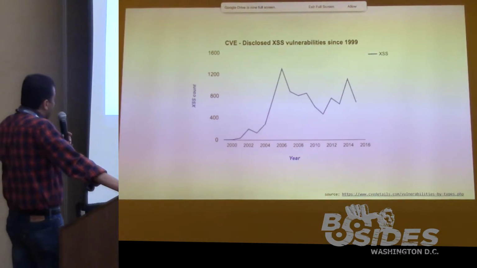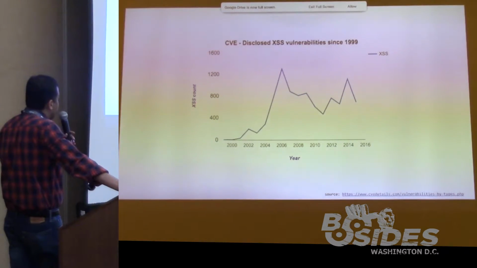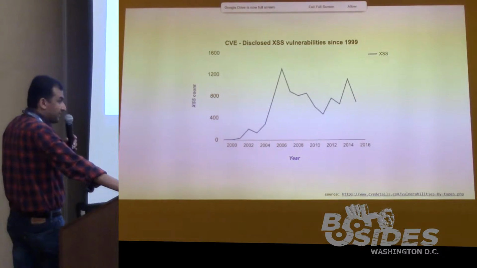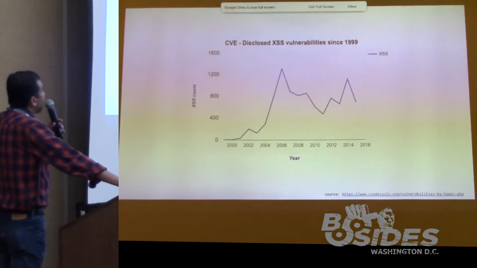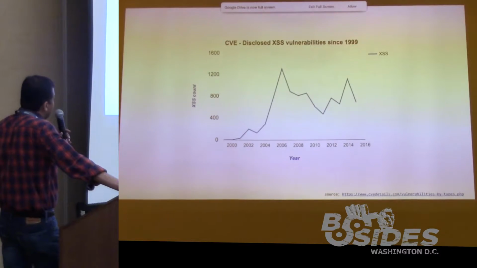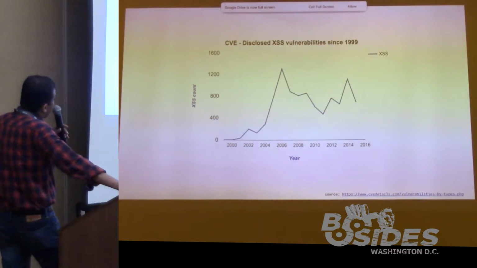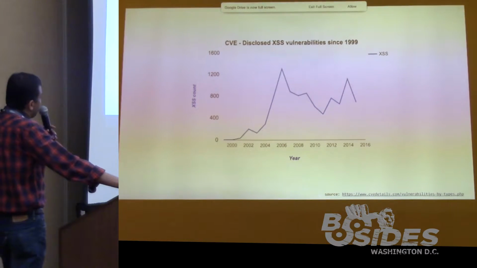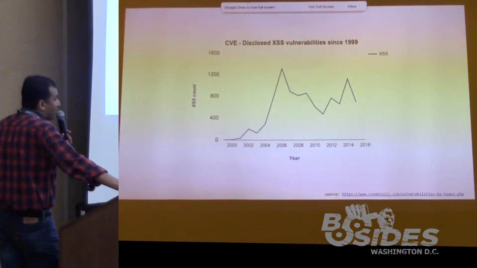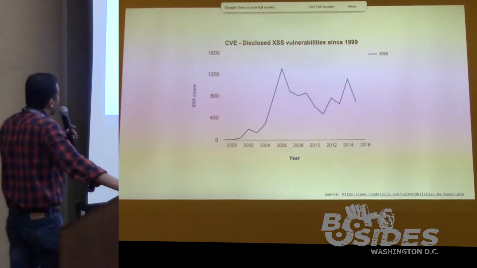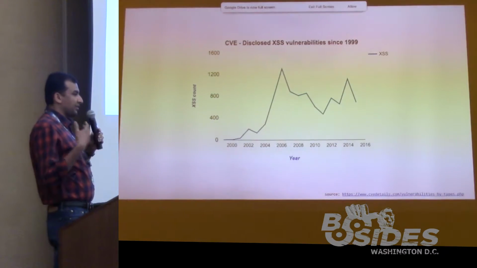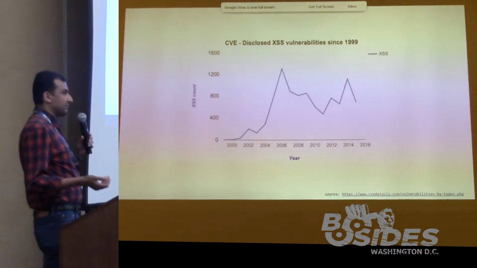So this is a graph of CVE-disclosed XSS vulnerabilities for the last 15 years. You can see XSS is still prevalent. It's not really reduced. For the last 15 years, at least for the last 10 years, there have been a lot of CVEs disclosed. So now you understand that with all these remedies, we still have this problem.